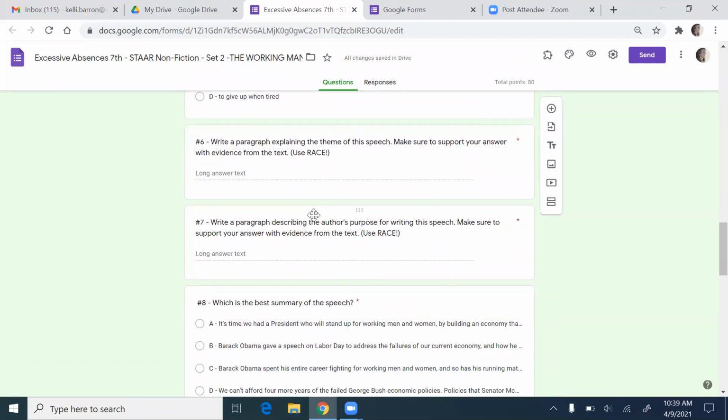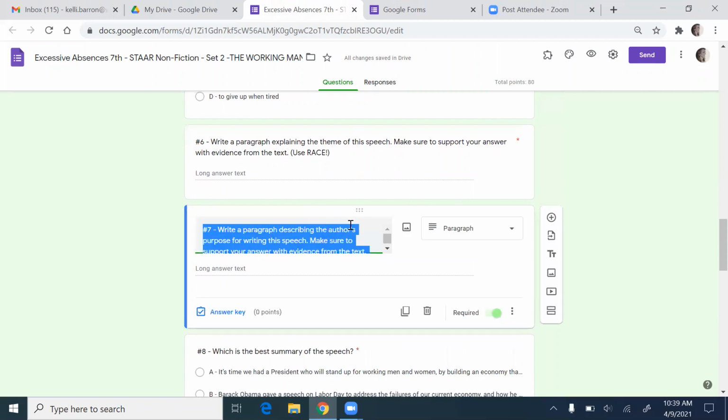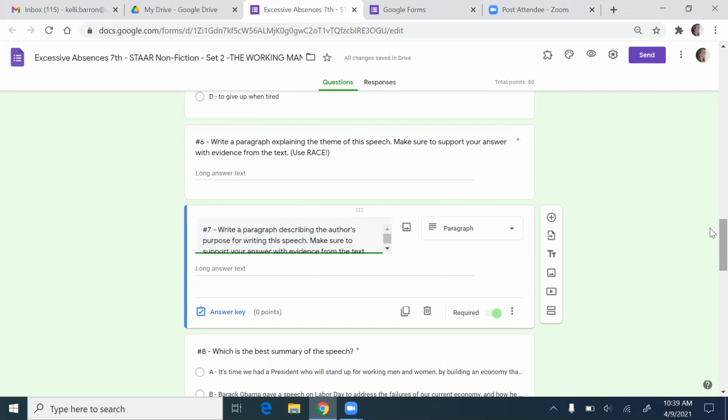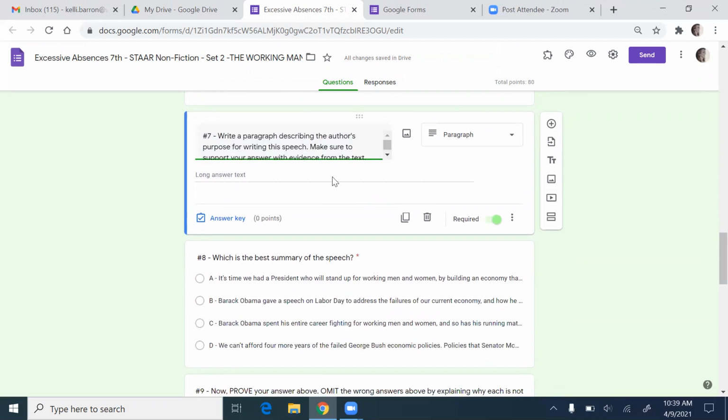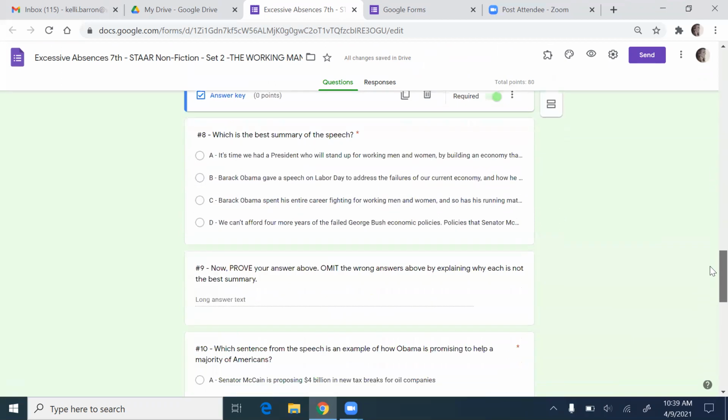So here we go, restate the question. The author's purpose for writing this speech is to convince Americans to vote for Joe Biden and Barack Obama. Okay, so there's your R, restate the question. There's your A, answer. Then pick out a couple of sentences to cite, or sections of sentences, and explain how those sentences back it up.